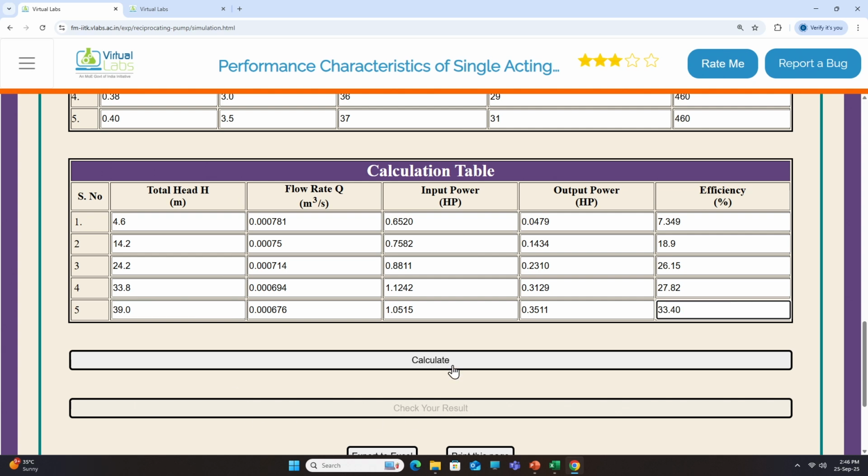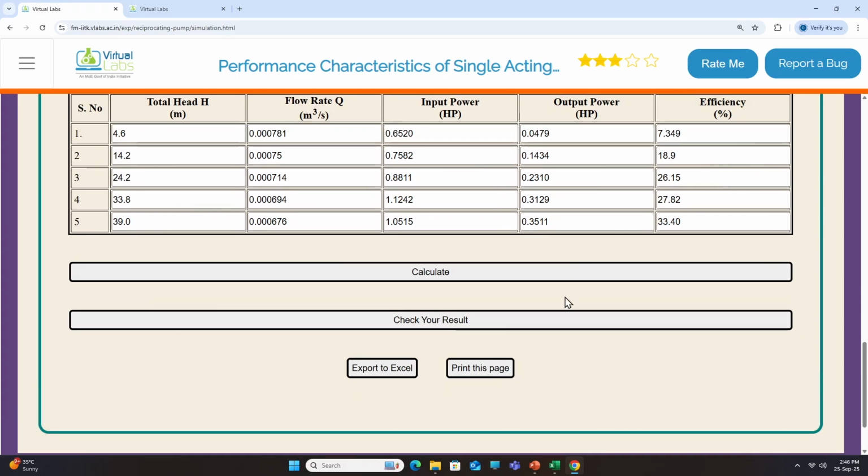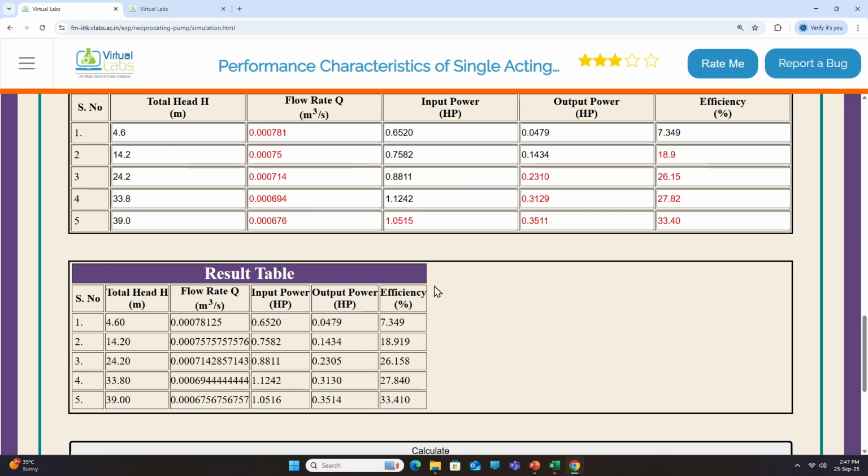Now, I have entered all the values. Let me click the button calculate. Efficiency is calculated. Let me see the results. So, see, the results are very similar. They have shown a few values as not correct, which are in red font. The values are very close. They are showing not correct because these go to a very large decimal place.